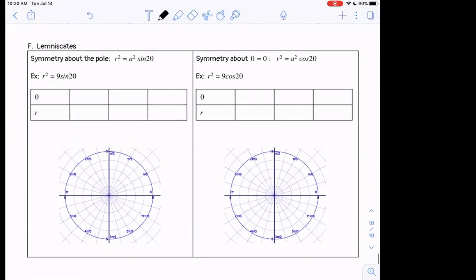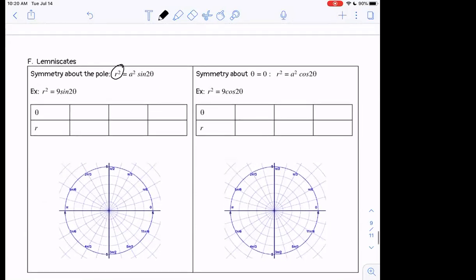Let's do one last shape. There's one last shape called the lemniscate. This one is pretty easy to recognize because it's the only equation that has an r squared and not an r. If you are going to take some time and play around on Desmos, I'm not sure if they allow you to put in r squared. Sometimes you have to type it in as r equals the square root of the other side. So if you're going to use Desmos, I would try doing that.